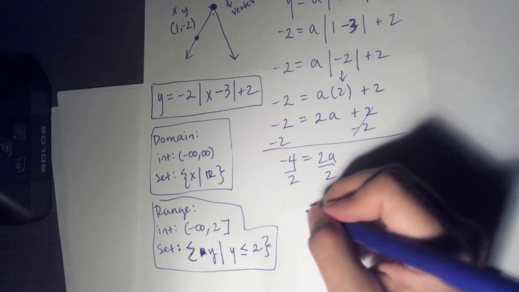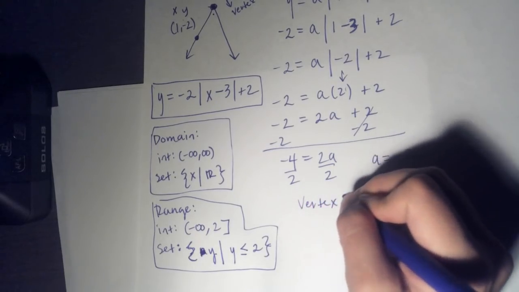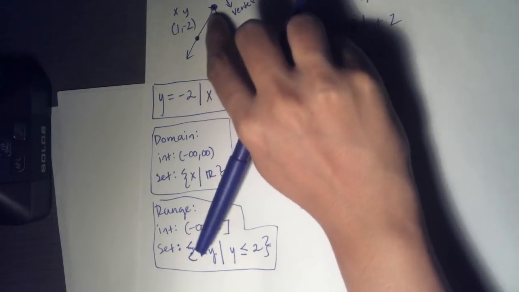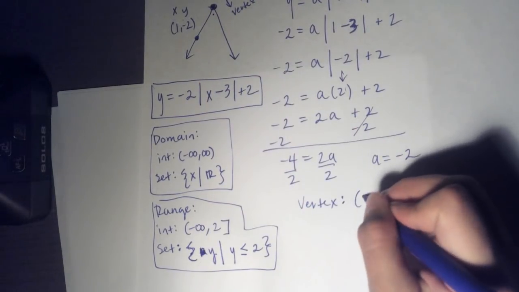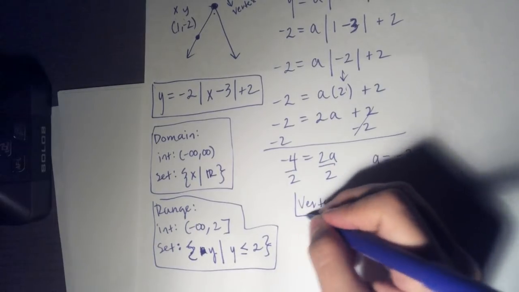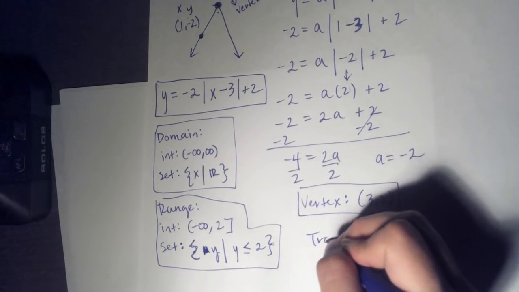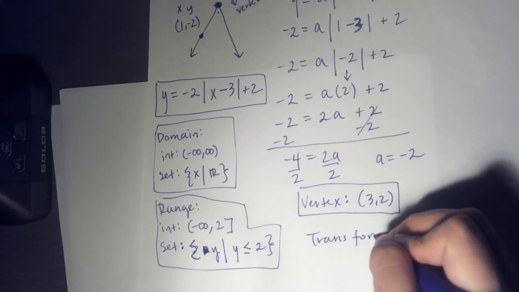Okay, the next thing they ask is what is the vertex? Remember, the vertex is just your point. It's where it flips, goes from negative to positive. So this is going to be 3, 2. That's the coordinate. And now we have to list our transformations.